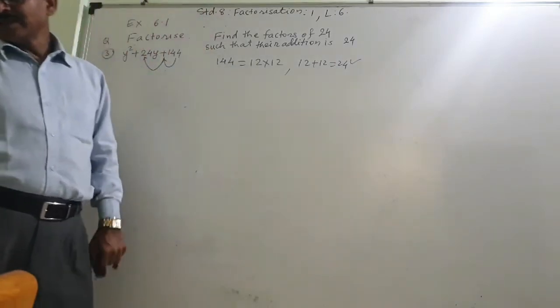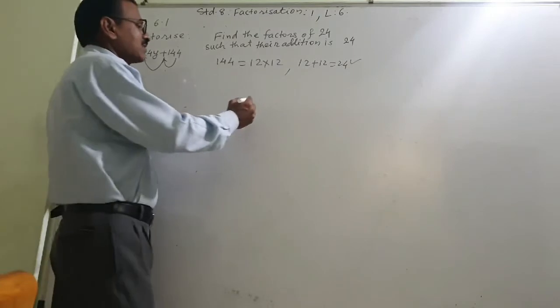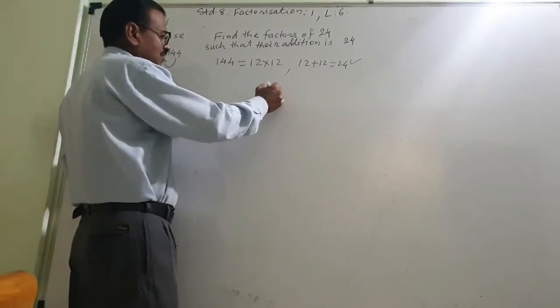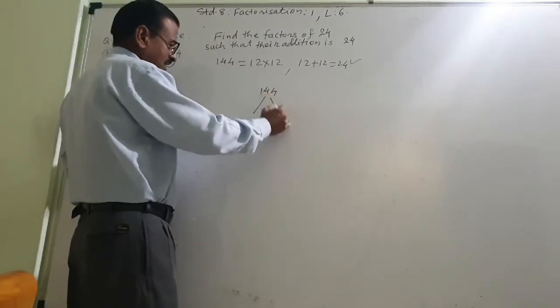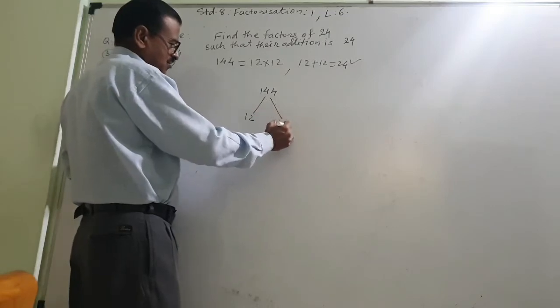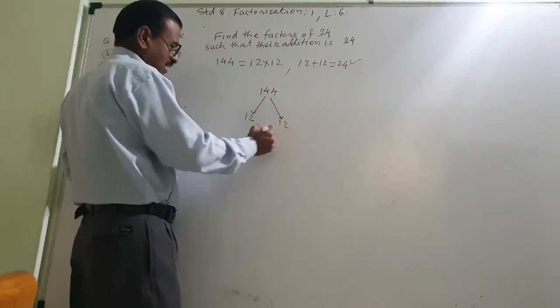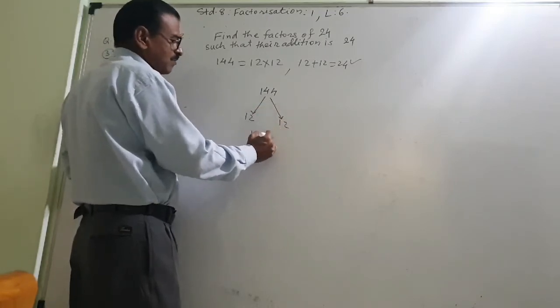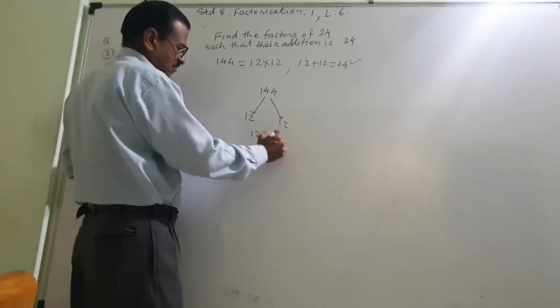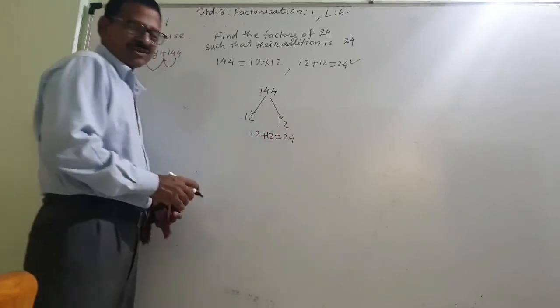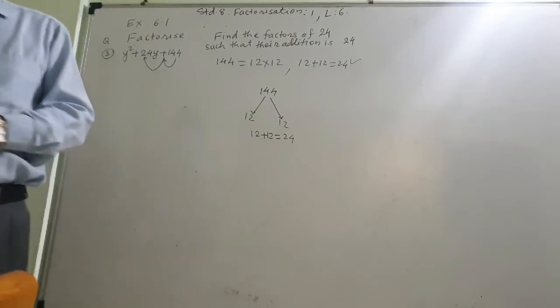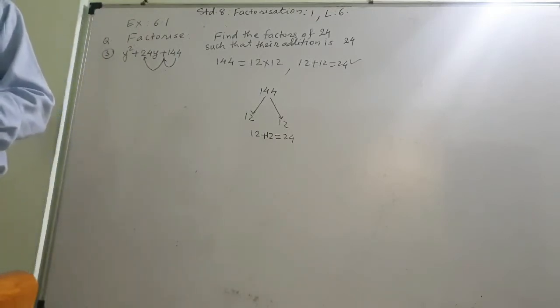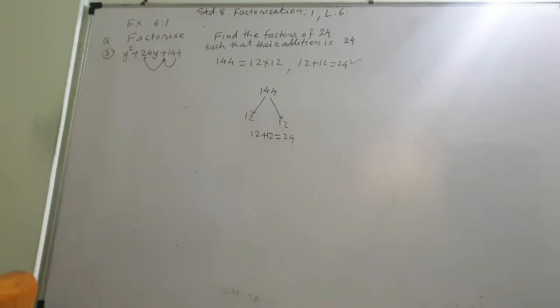Okay. In some of the books it is written like this. Here it is written 144, and its factors like this: 12, 12. And here it is written 12 plus 12 equal to 24. This way also is written. That is just the way of convenience of how to write. Whichever way you find better, you write that way.